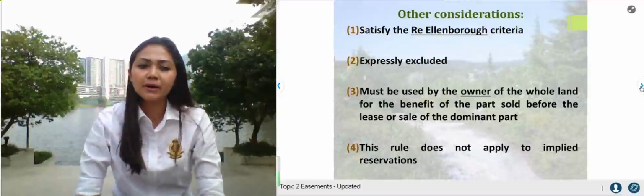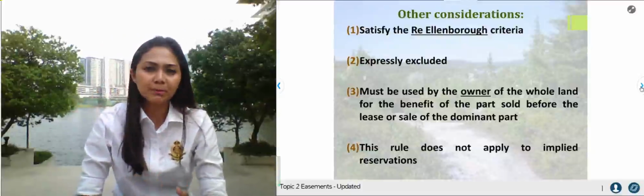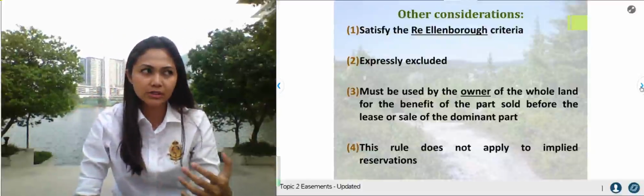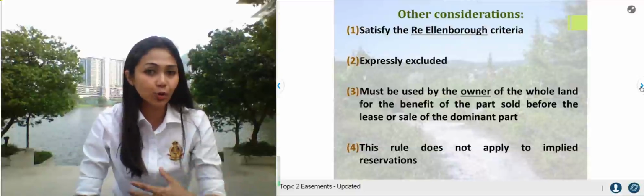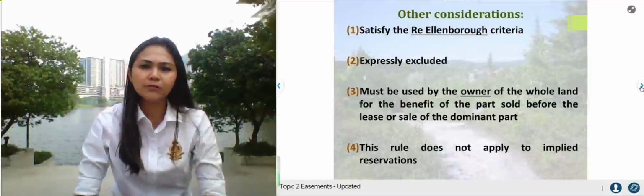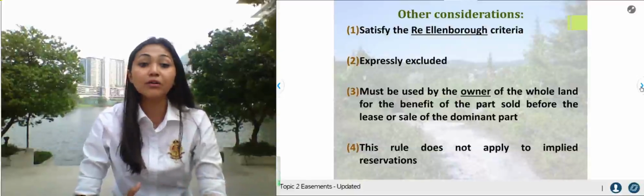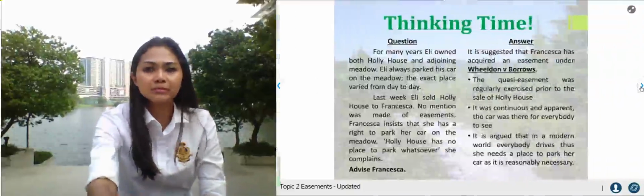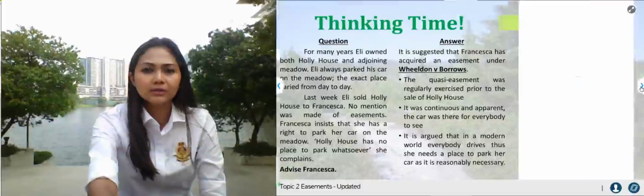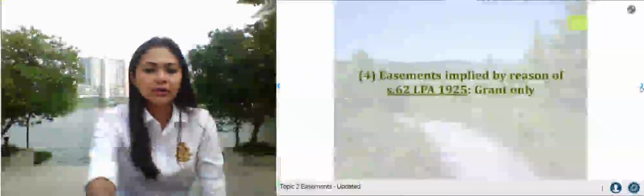So you need to remember that this rule does not apply to implied reservations. So when the owner sells the property, he can't reserve it for his own benefit. So it's only available for the implied grant type of easement. Okay, so that's the ticking time. You can have a look later.